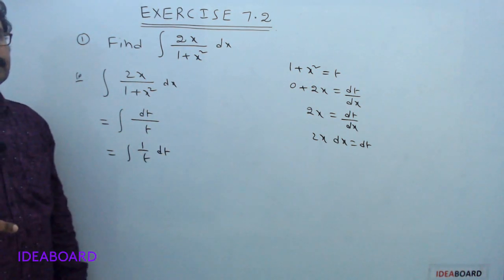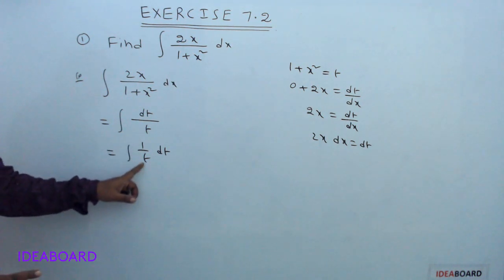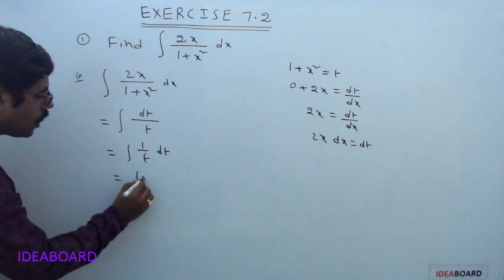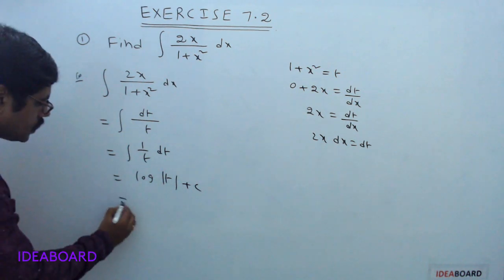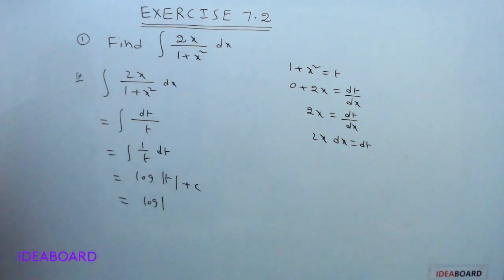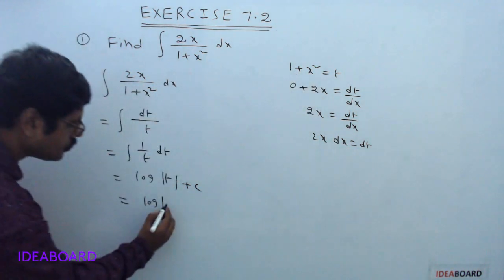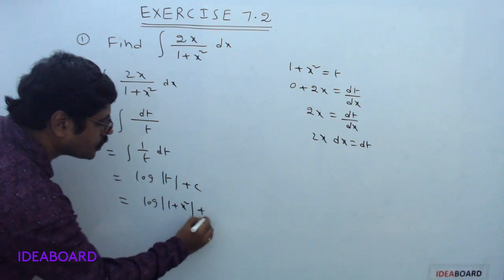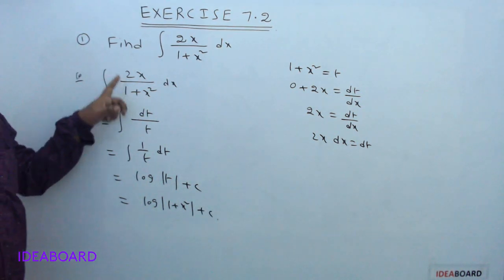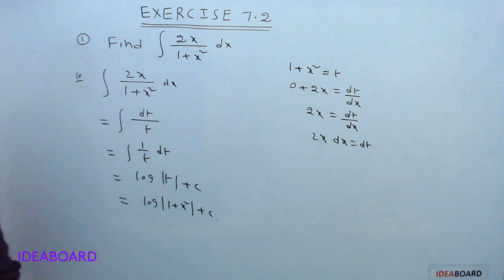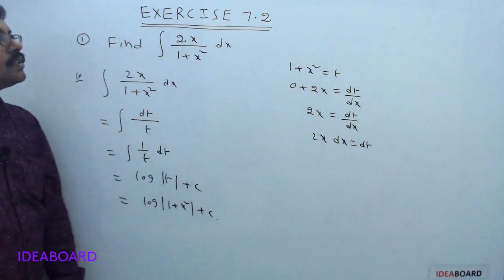Integral 1 by x dx is log mod x plus a constant c. So integral 1 by t dt is log mod t plus a constant c. Now this equals log modulus of t. Replace t with 1 plus x square. So log mod 1 plus x square plus c. So what is the answer? Integral 2x divided by 1 plus x square dx equals log modulus of 1 plus x square plus c.